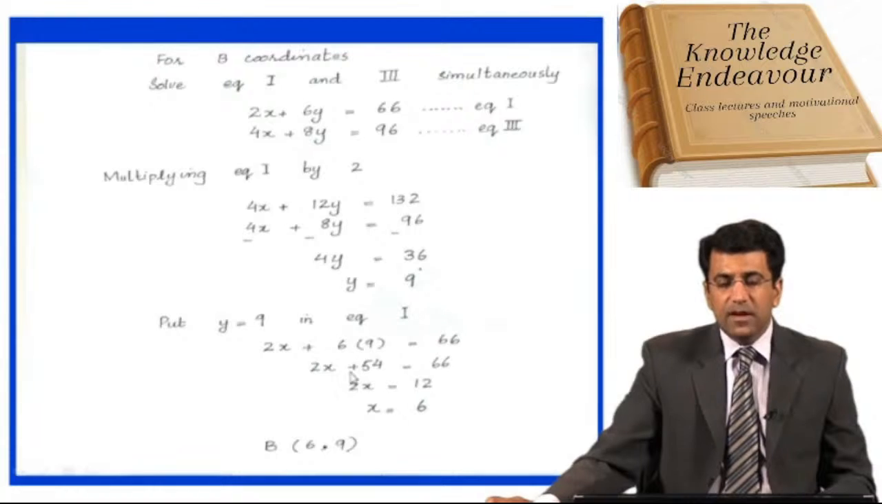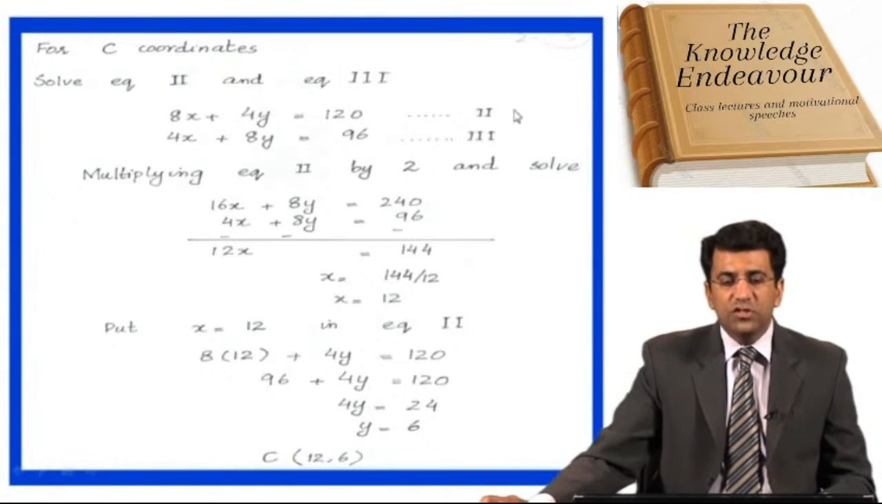Now, so again, class, for B coordinates, we will have to solve the first and third equations. So this is the first equation, this is the third equation. Again, we will multiply the equation 1 by 2 in order to equate the coefficients of the variable x. We will get the value of y equal to 9. If we put this value of 9 in either of these equations, we can get the value of x is equal to 6. So in this way, we get the coordinates of that particular point B, which is the intersection of line 1 and line 3.